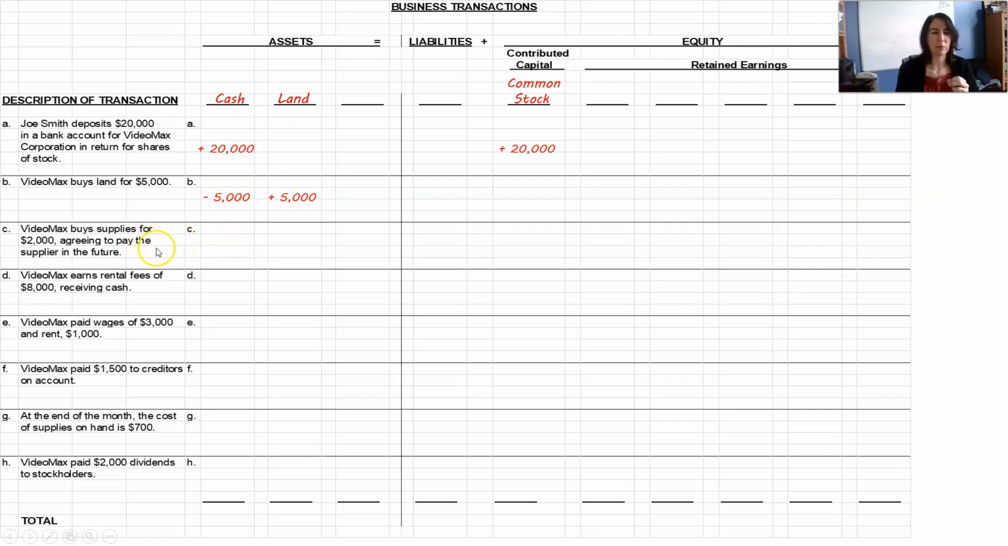VideoMax buys supplies for $2,000, agreeing to pay the supplier in the future. What did VideoMax get? They got the asset of supplies. So there we go, supplies $2,000.